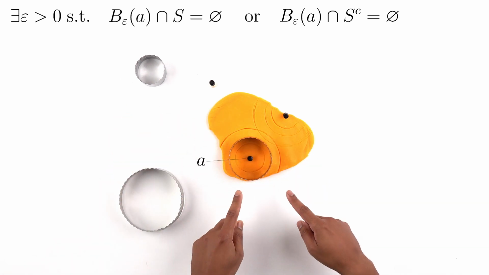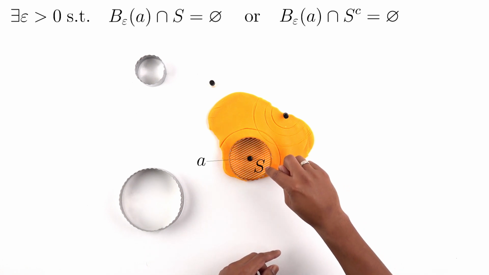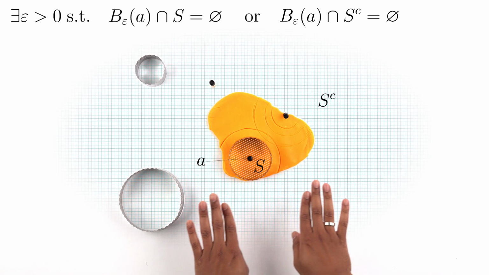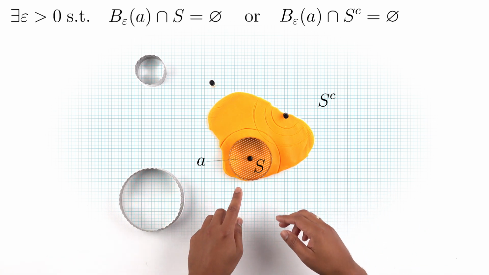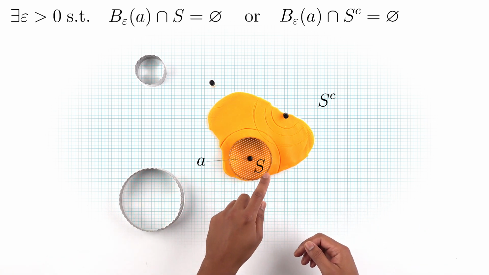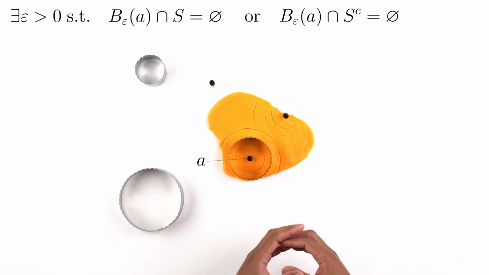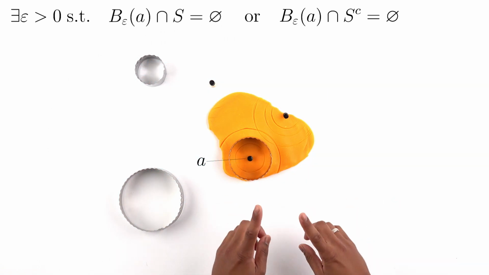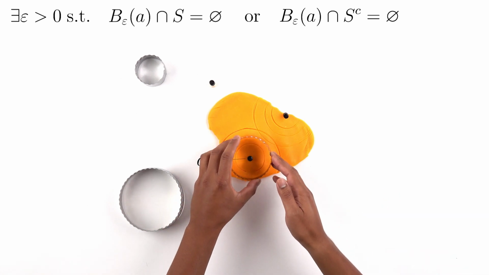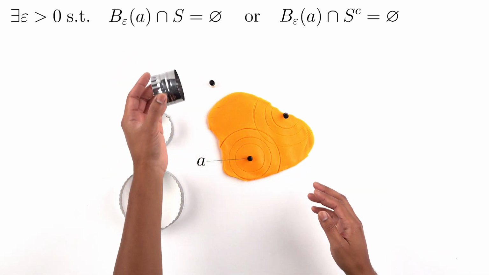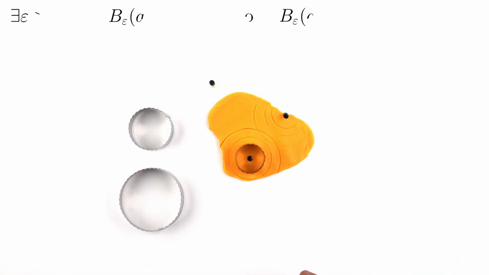This smaller open ball at A has points only inside the mango and no points outside the mango. In other words, the intersection of this open ball with S complement is empty. This proves that A is not a boundary point. Notice we could have used any smaller open ball to prove the exact same thing.